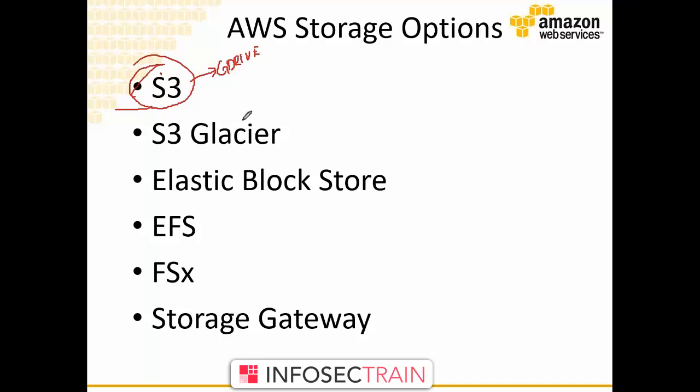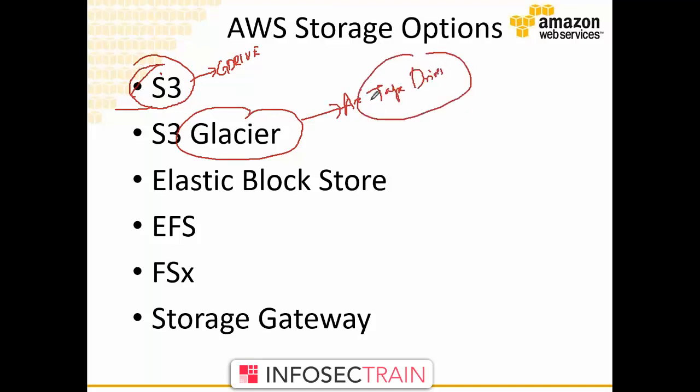Then you have Glacier. So Glacier is something like your archive. Like for example, in your company, we have something called tape drives for storing the old backups and all. So Glacier is like your tape drives.